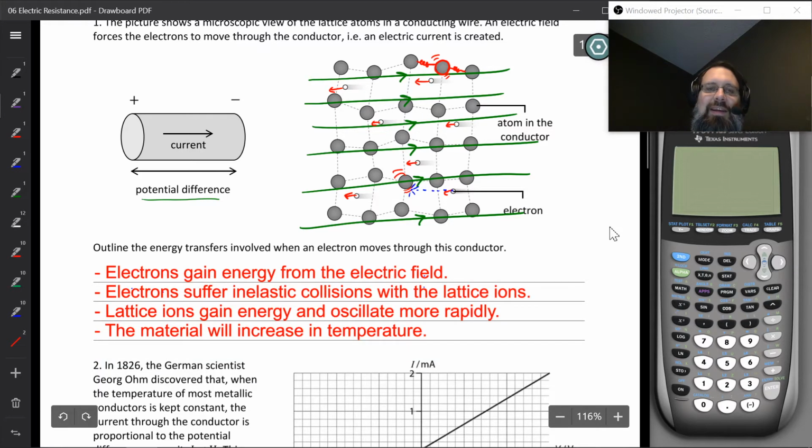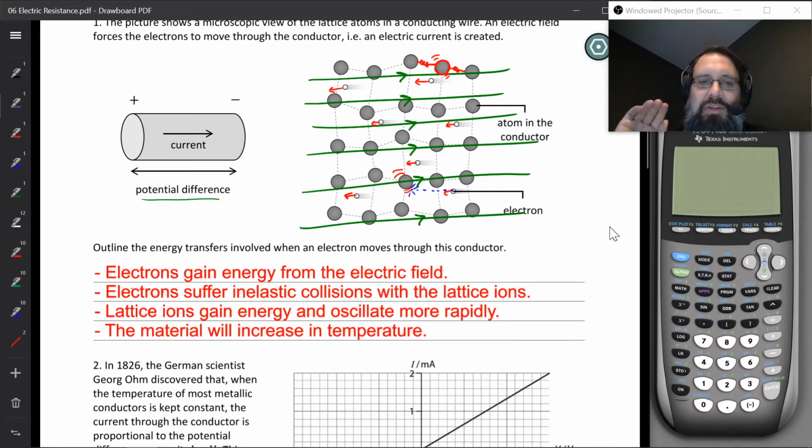Okay, that's the energy transfer. So the electrons gain energy from the electric field. The electrons suffer inelastic collisions with the lattice ions. The lattice ions gain energy and oscillate more rapidly, and the material will increase in temperature. Now, I'm not giving you the full picture here, because as soon as the electron transfers the energy into the lattice ion, the electron is going to get accelerated again by the electric field. So this whole process is just going to keep repeating over and over again, with the electrons continually colliding into those lattice ions, raising the temperature of the material.